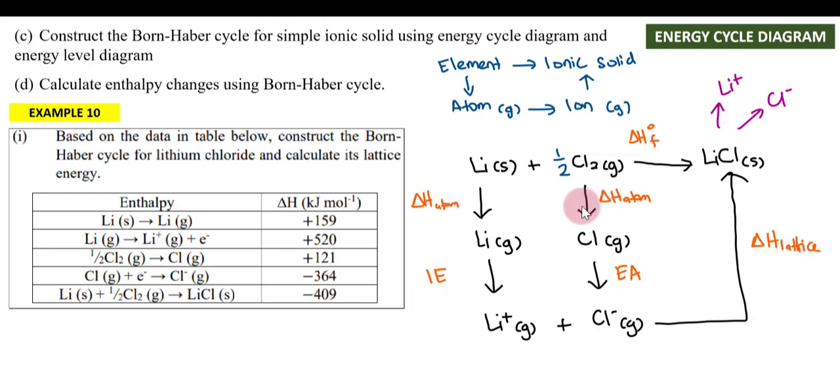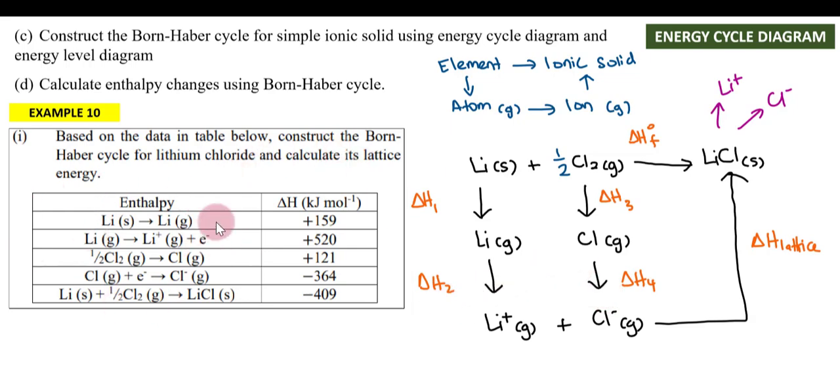Since we have two atomization here, it's quite long if you want to write it down as atomization. What you can do is change it into numbers. So you can change it into numbers: delta H1, delta H2. Or here also you can change it into delta H. So just leave the formation and lattice on its own label. So delta H1, delta H2, delta H3, and delta H4.